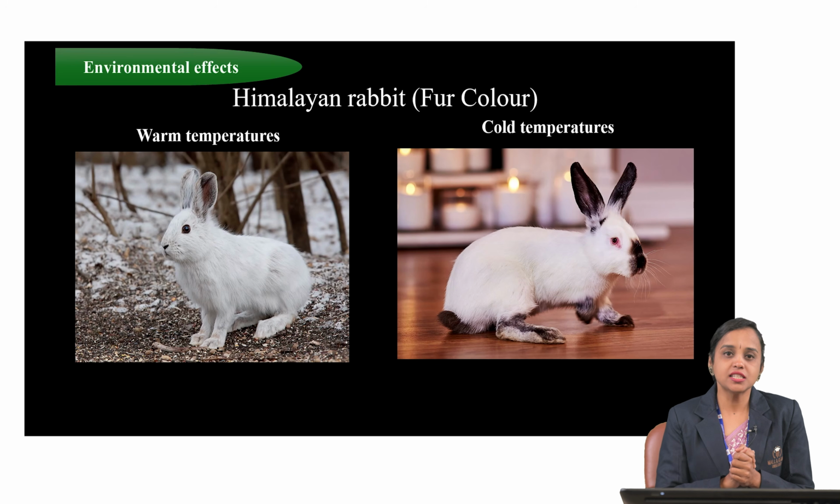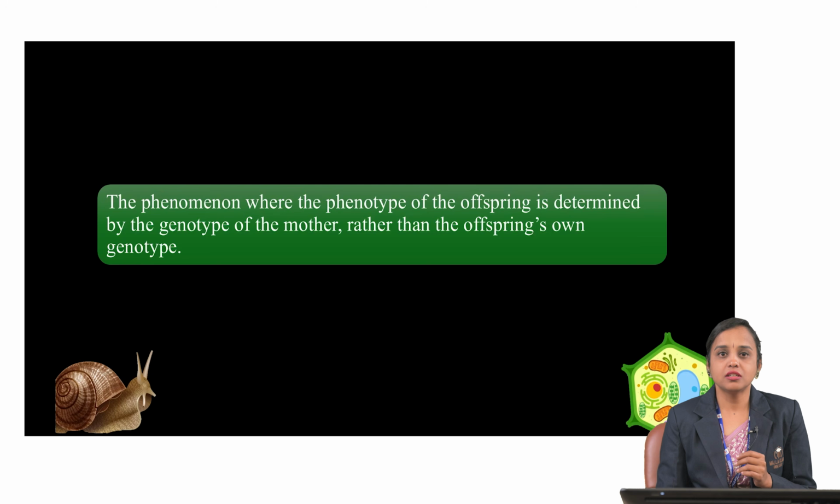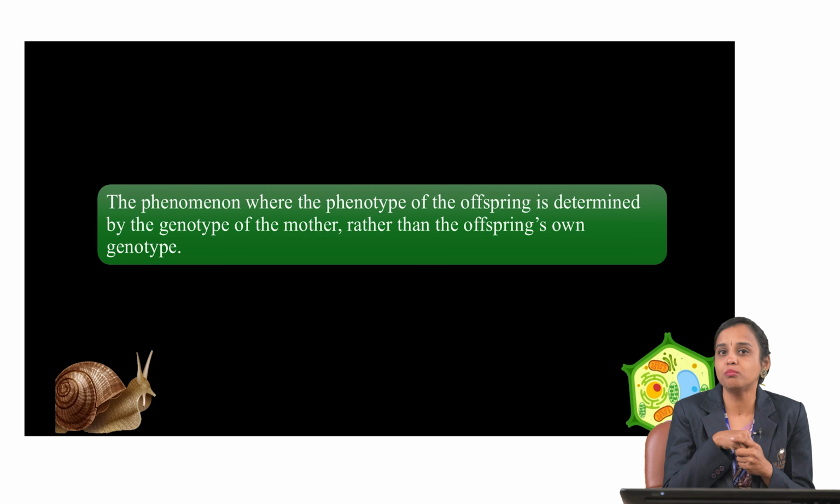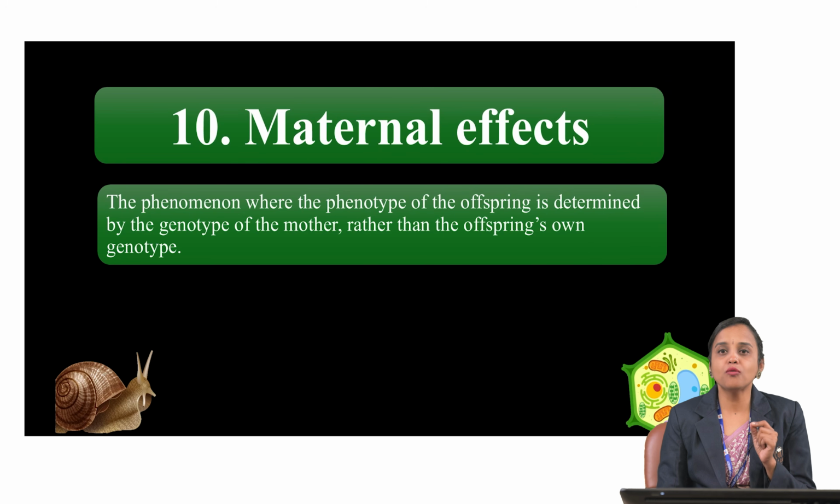Okay, here's the last concept. Not all genes are found in the nucleus. Some traits are inherited through the cytoplasm also, which is called cytoplasmic inheritance. It is the phenomenon where the phenotype of the offspring is determined by the genotype of the mother rather than the offspring's own genotype.